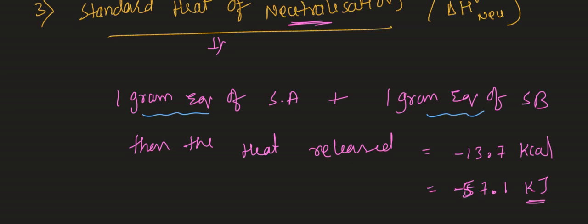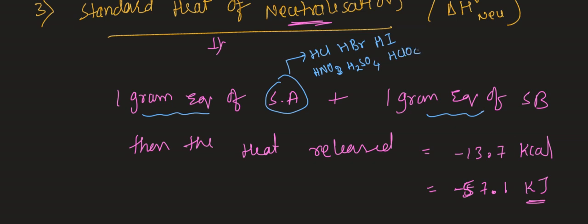Now you will say, ma'am, how to identify which one is the strong acid and which one is the strong base? There are a total of 6 strong acids: HCl, HBr, HI, which is hydrogen iodide, next nitric acid, HNO3, sulfuric acid, H2SO4, and the last one is perchloric acid, HClO4.